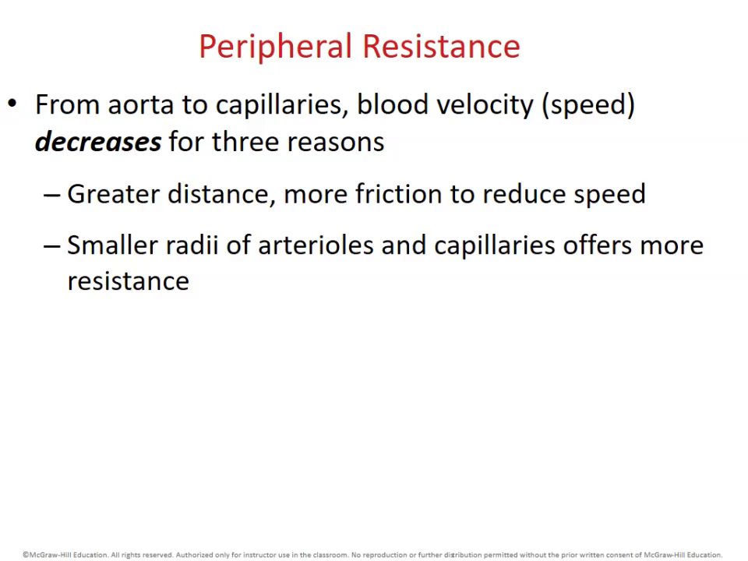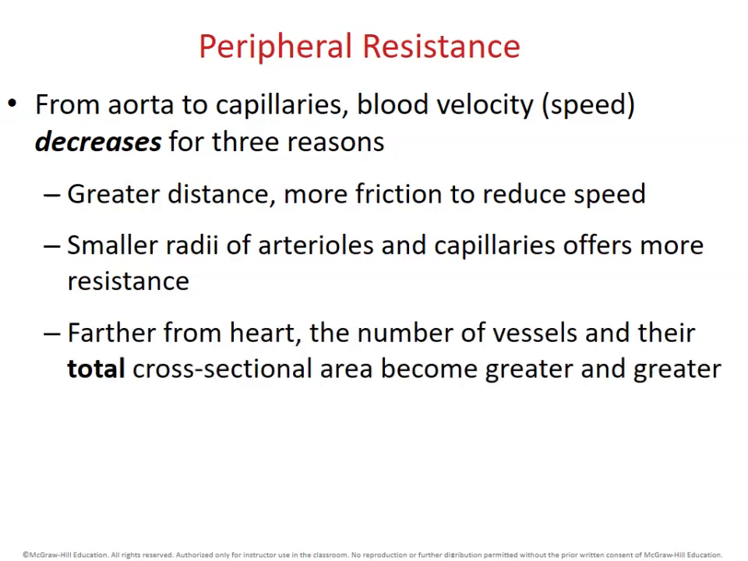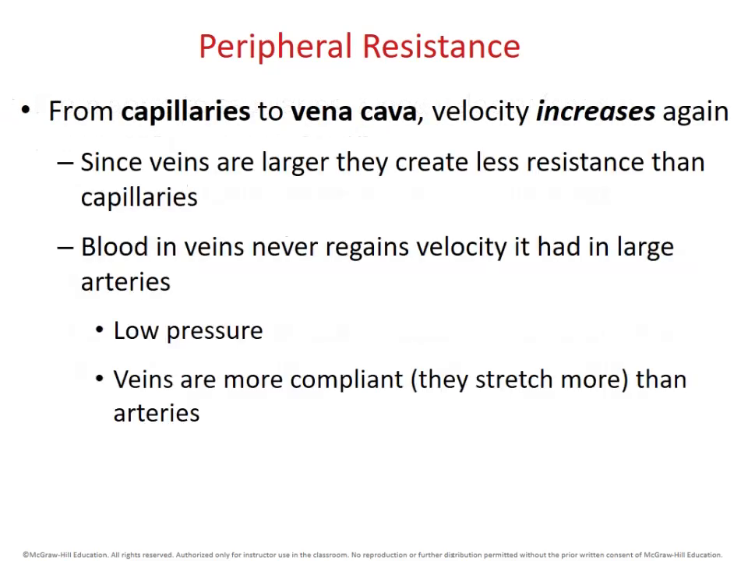Doesn't it sound like we say the same things over and over again? That's kind of how it is. And of course, the distance, like we said, farther from the heart, the number of vessels and their total cross-sectional area becomes greater and greater. So when you get down to the vessel networks, when they all come together, the cross-sectional area, you get more resistance the further from the heart. The smaller the vessels, the more resistance. This is a very sticky part of the PowerPoint because it's so repetitive.